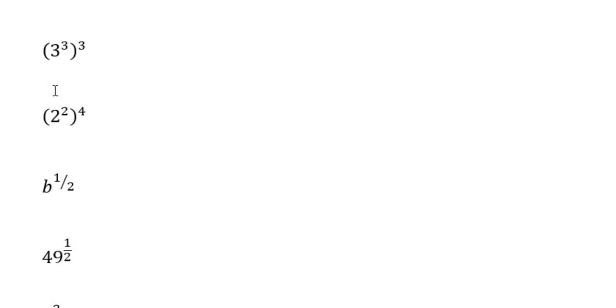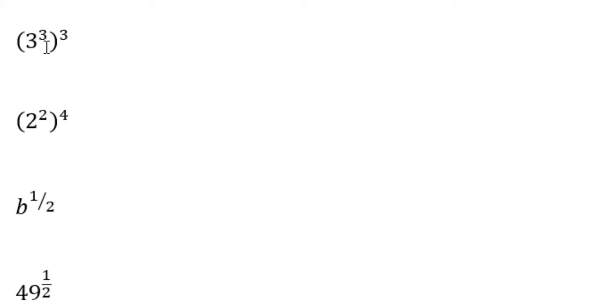So let's take a look at the first one. (3^3)^3. When we have something like this, a base raised to a power and that whole thing raised to another power, it simply means to multiply the exponents together. So 3 to the power of 3 times 3 equals 3 to the power of 9.